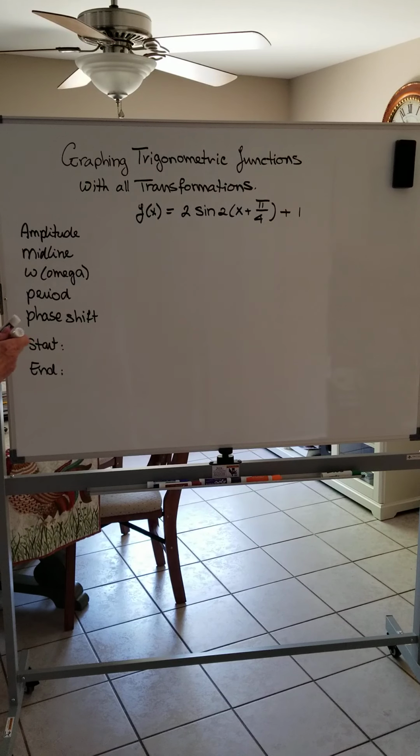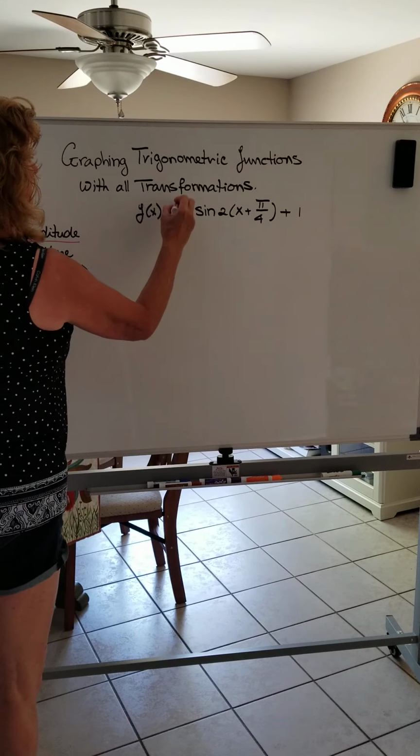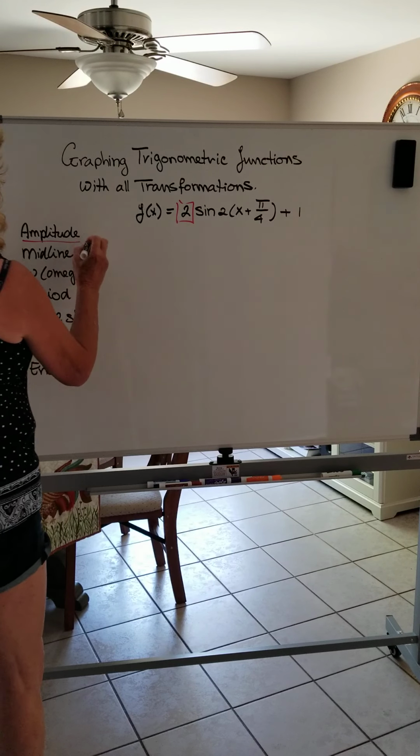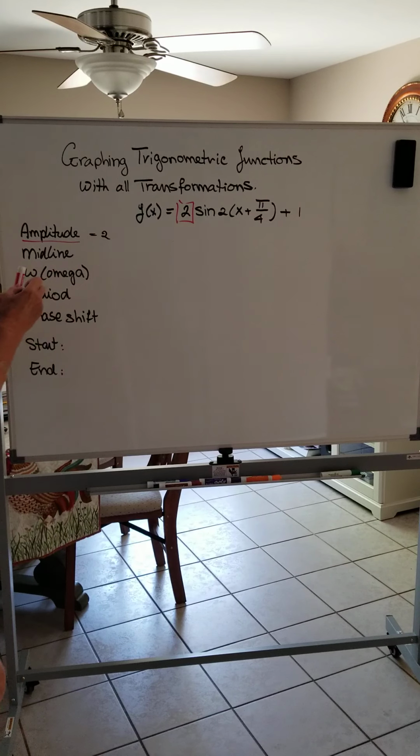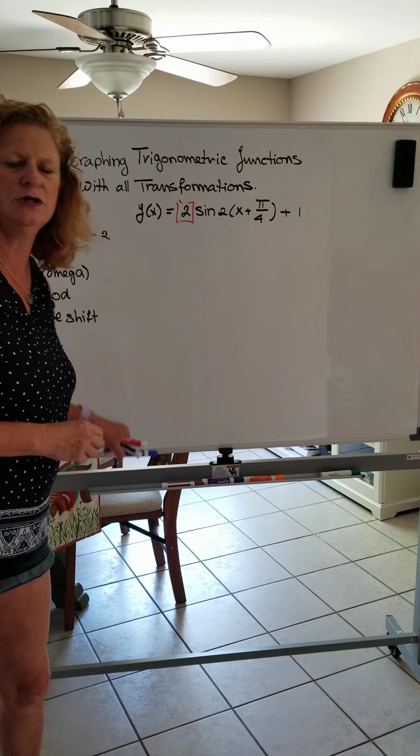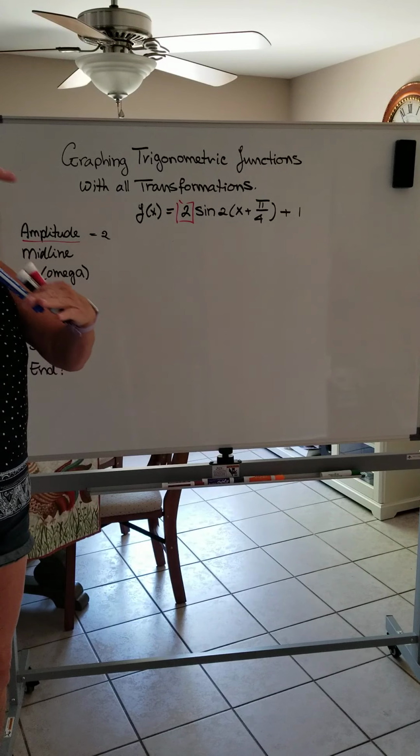So let's get started. The first thing that I'm looking at is the amplitude. There's my amplitude. So I know that my amplitude is 2. Amplitude indicates the distance from your midline to the maximum point and the minimum point.